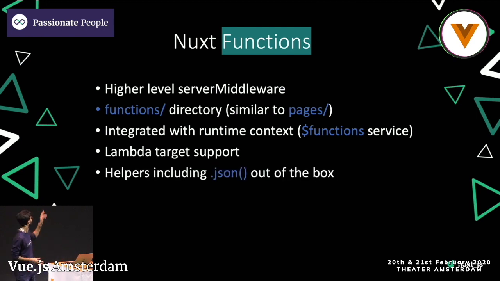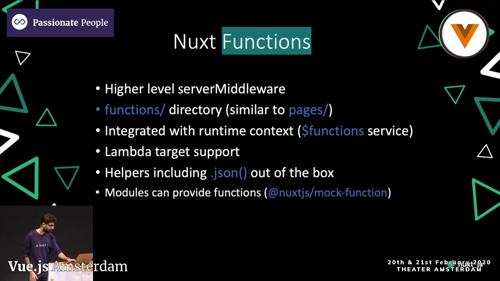And one other benefit is that we have Lambda target support, which basically means that for several middleware, we cannot detect or separate them. So unfortunately, we have to bundle everything together. But using functions, we can create separate chunks for Lambda entry points. And we are going to add some helpers, like JSON to convert to JSON. And also modules can provide functions. So if you are going to create a solution, you can expose your functions to the project. Like if you have a service, you can just introduce a Nuxt module and say, just install this Nuxt module in a single line, and you can use it in your application without being worried about anything.